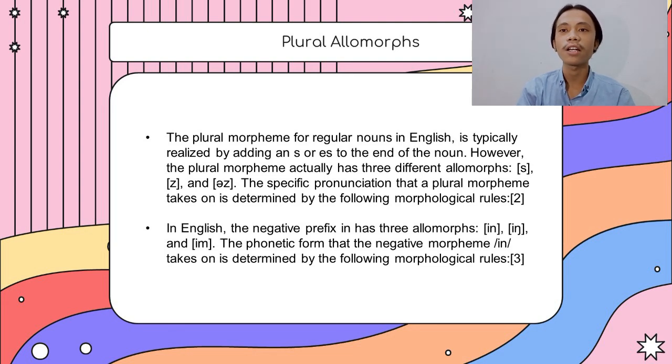In English, the negative prefix in has three allomorphs: in, il, and im. The phonetic form of the negative morpheme in is determined by the following morphological rules.